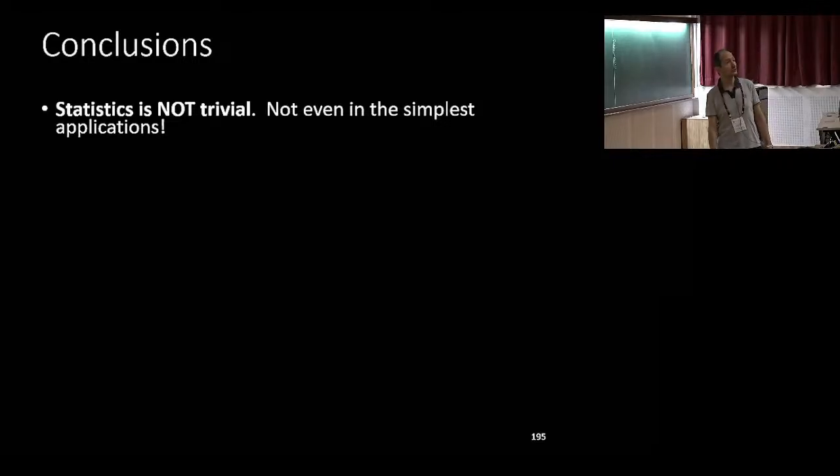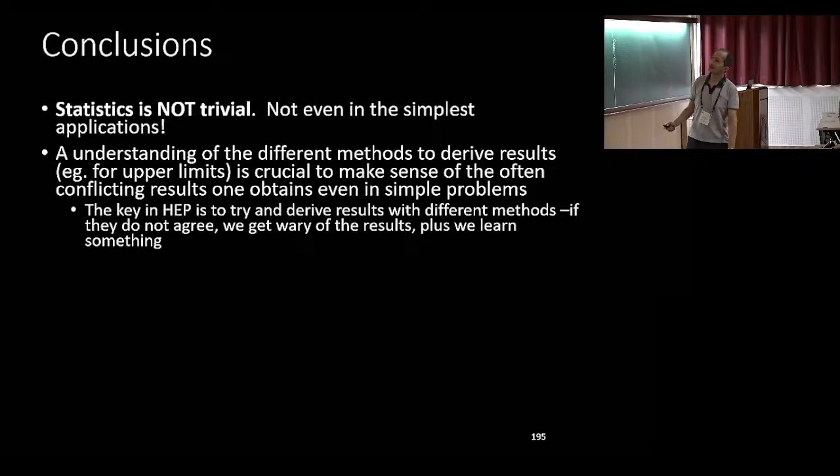So let me conclude what we have seen in these few days. I hope you are convinced with me now that statistics is not trivial, and not even in the simplest applications. We have seen the combination of two values when there is a correlation, it's already a nightmare. And an understanding of the different methods that you use to derive some results is crucial because there are many subtleties, okay?